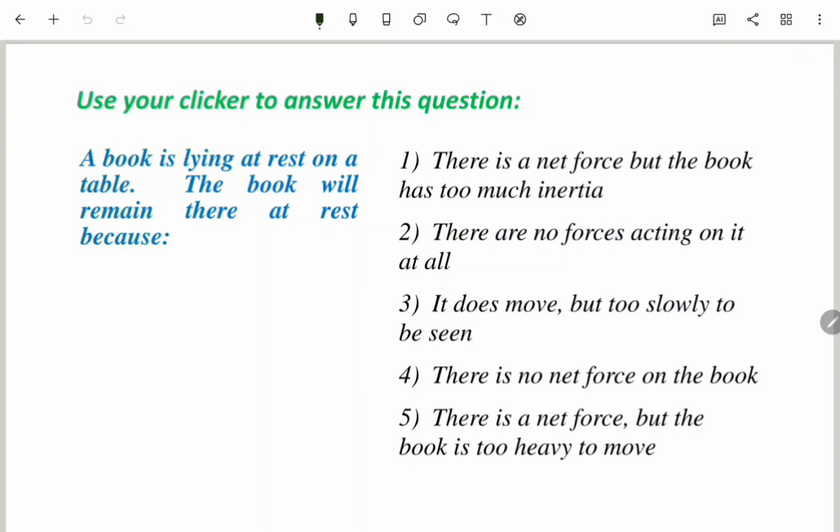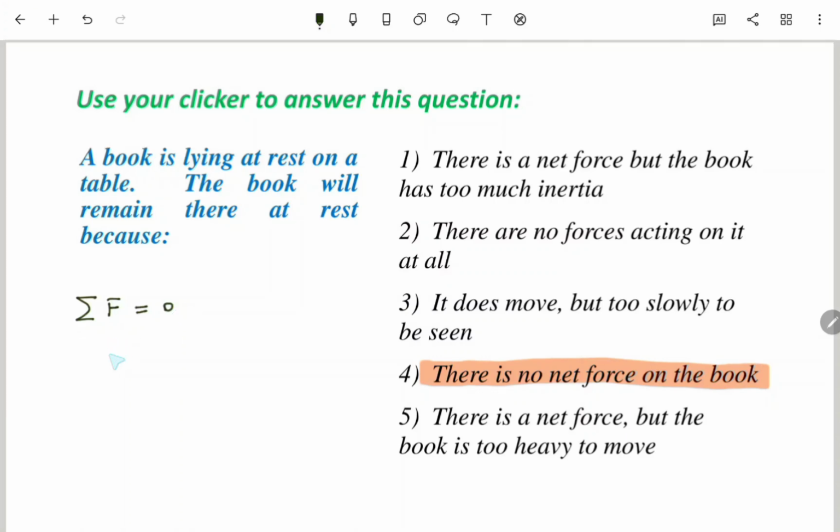Based on your answers, I can tell that most of you answered this one right here, because the sum of all forces, or the net force, is equal to 0, and for that reason the object will remain stationary because it's originally lying at rest.